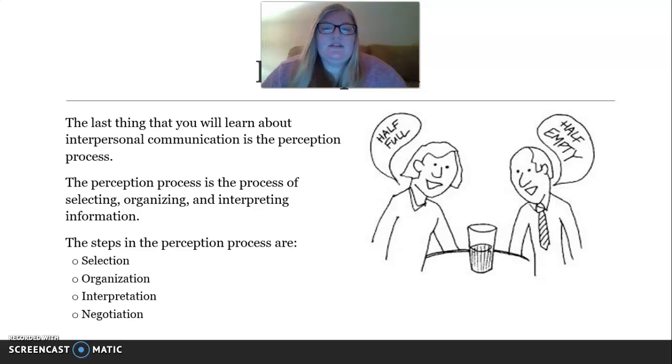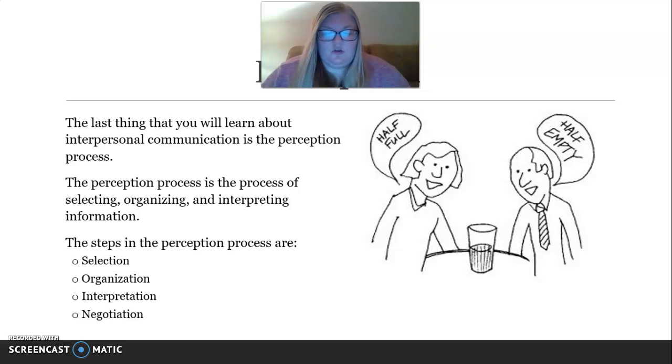Perception. The last thing that you will learn about interpersonal communication is the perception process. The perception process is the process of selecting, organizing, and interpreting information. The steps in the perception process are selection, which is the information that we choose to pay attention to. Organization is when we organize the information that we take in in a way that we can make sense of it. Interpretation is attaching meaning to the information that we have just received and tried to understand.